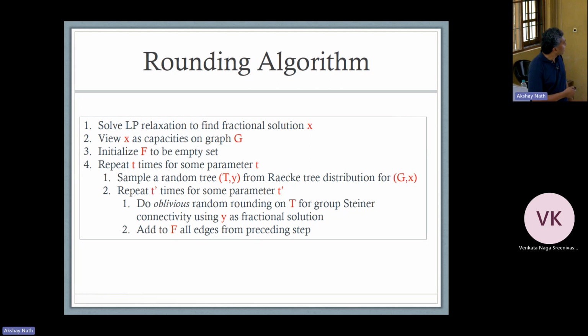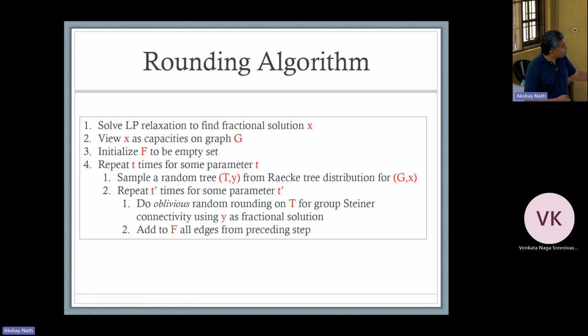And then we'll initialize F to be the empty set, the set of edges we've got so far, and we'll repeat this algorithm for some parameter T, some polylog, whatever. We'll just sample some random tree from this Rice-Catley distribution that comes from using this graph as the capacities X.